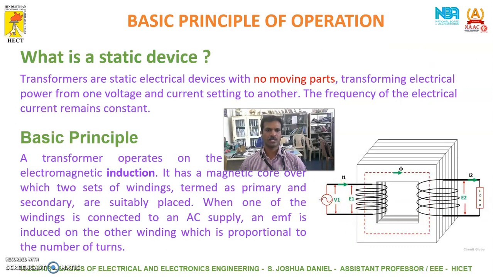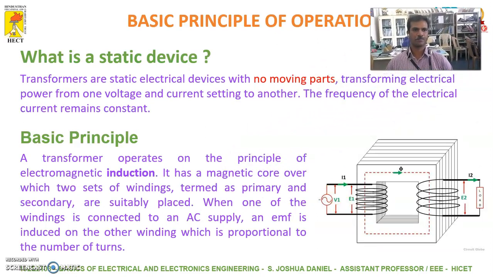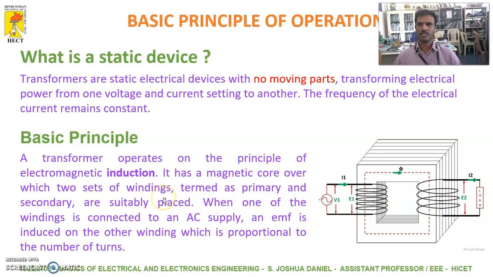Right? Next, you can see why it is called a static device: because there are no moving parts like a generator or motor, but it uses the principle of electromagnetic induction. A transformer operates on the principle of electromagnetic induction.